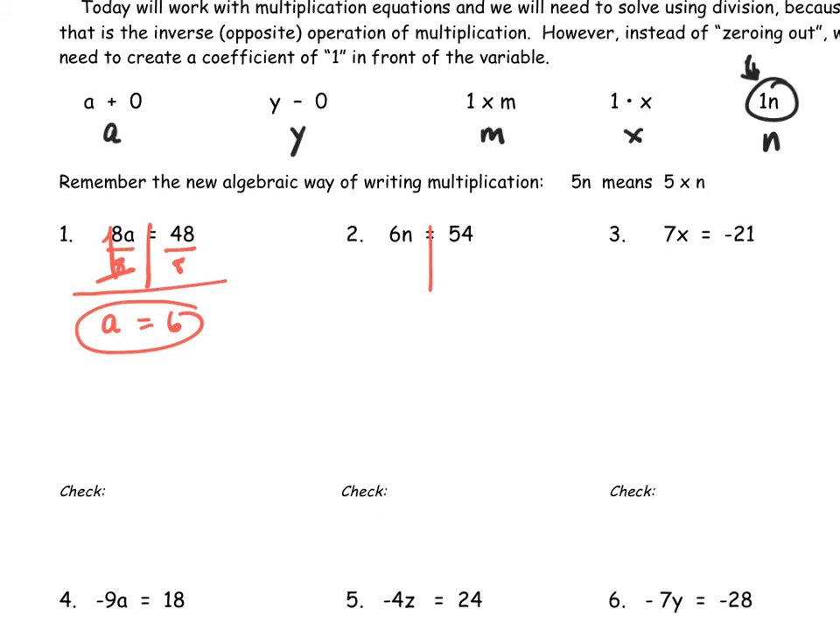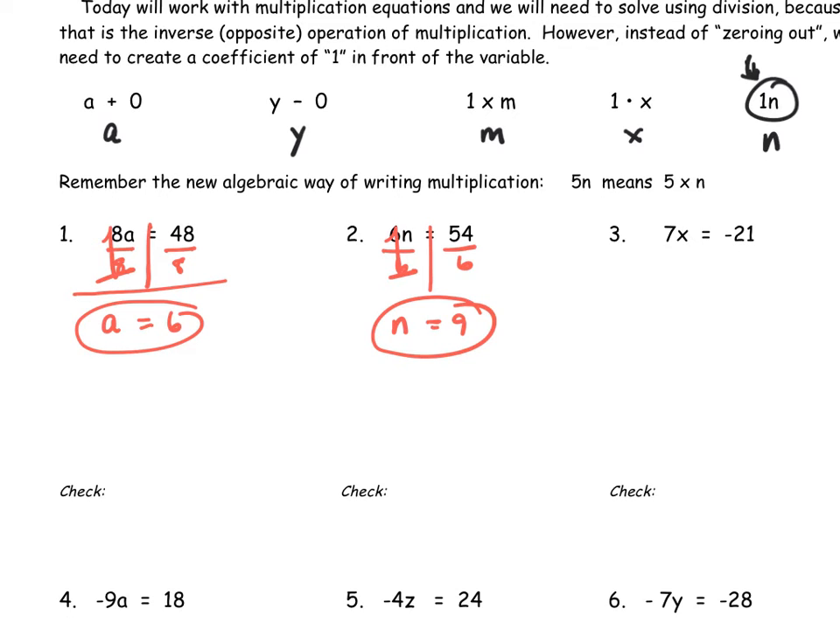Using that same step-by-step guide, we would divide by 6 on both sides. This becomes 1. 6 divided by 6, leaving n, equals 9. Number 3, you can see, has just a little bit of a twist. We have a negative number.